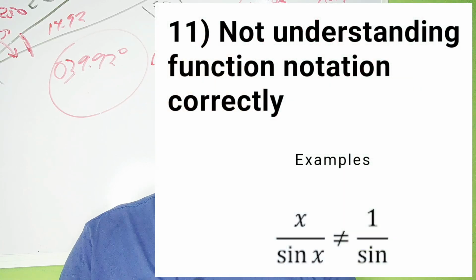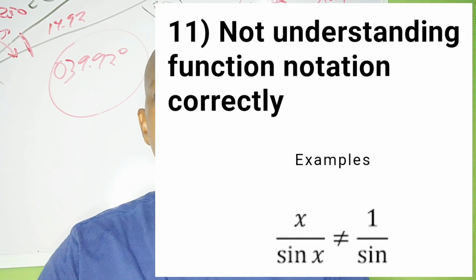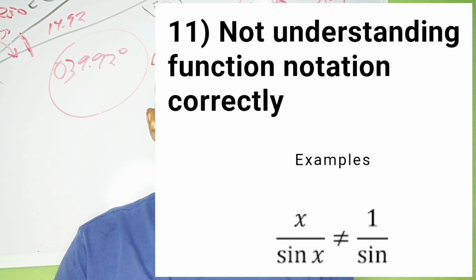Point 11, not understanding function notation correctly. Now, we have an example there. x divided by sine x. This is not equal to 1 over sine. You can't cancel the x in the numerator with the x in the denominator, because sine, like any trigonometric function, cannot stand alone without the variable in front of it. So x is very, very important to sine x. You dare not cancel it.